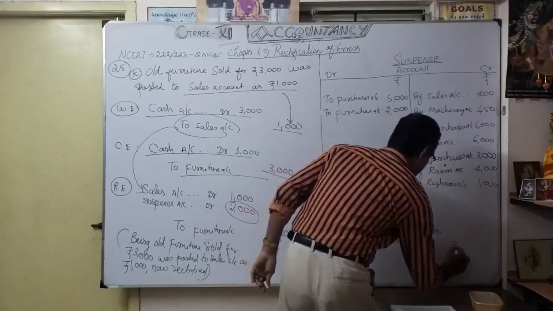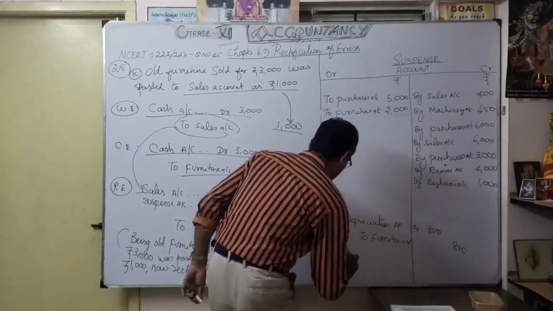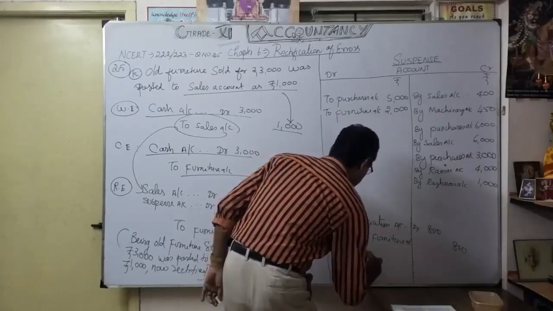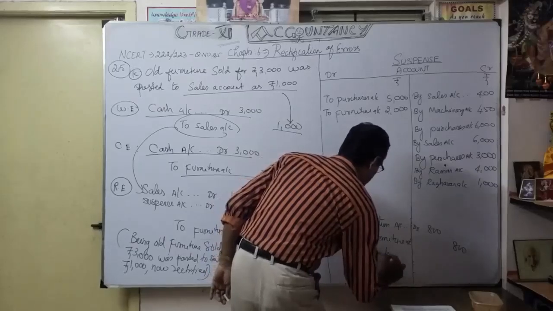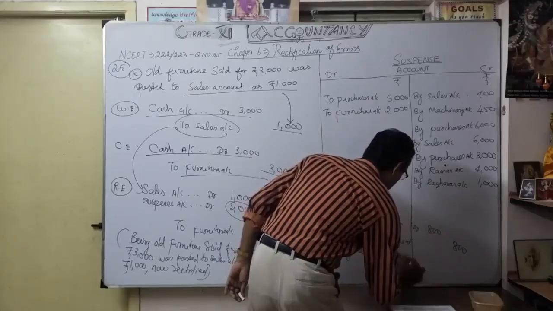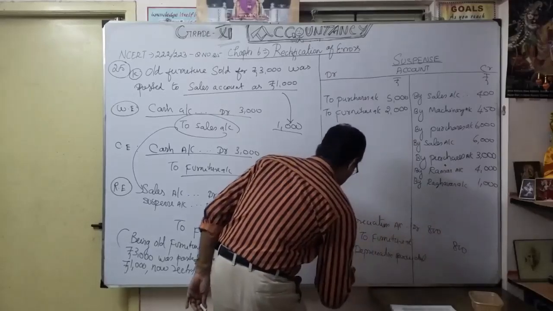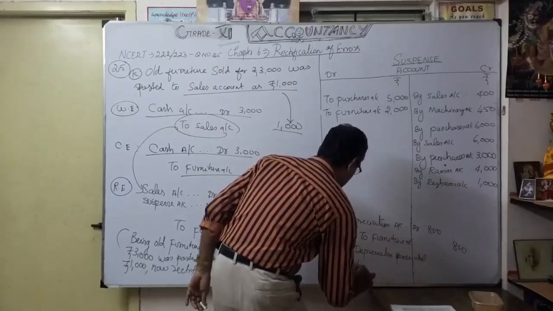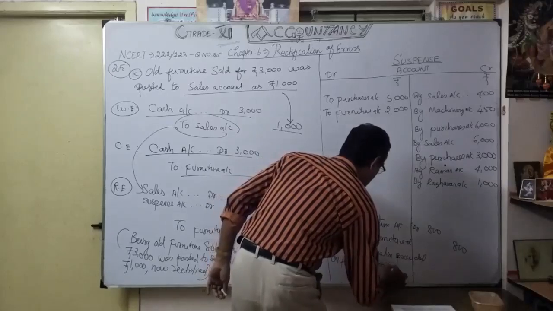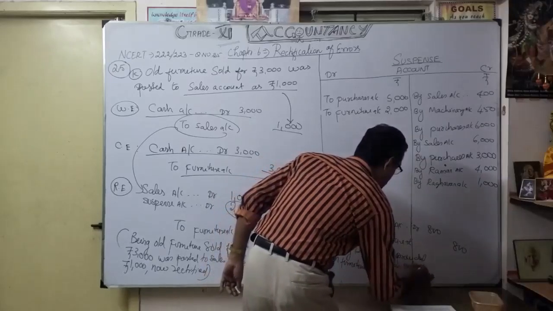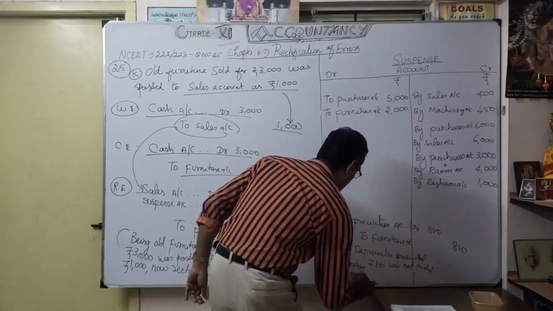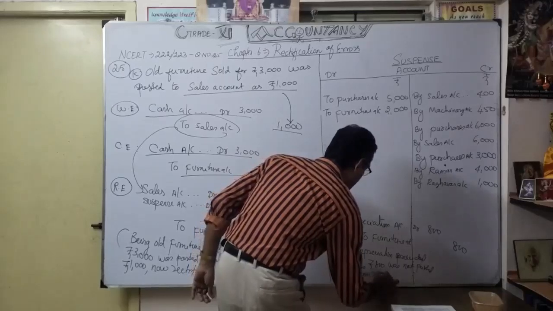Okay, furniture account 800. Same as what we did for depreciation, you can write: same depreciation provided on furniture. Furniture rupees 800 was not posted earlier, now rectified. Okay, now rectified. That's what we have to write.